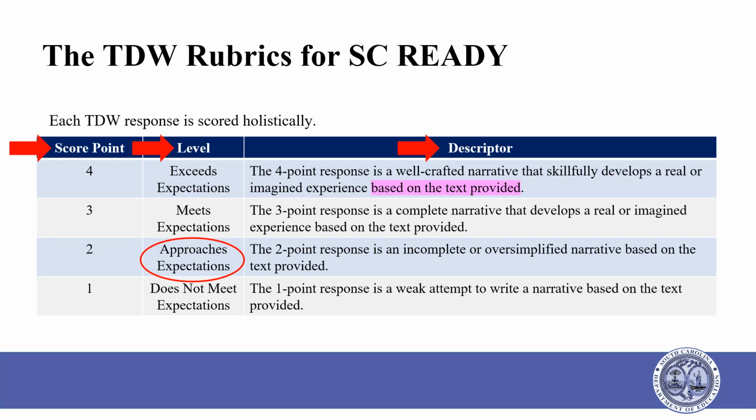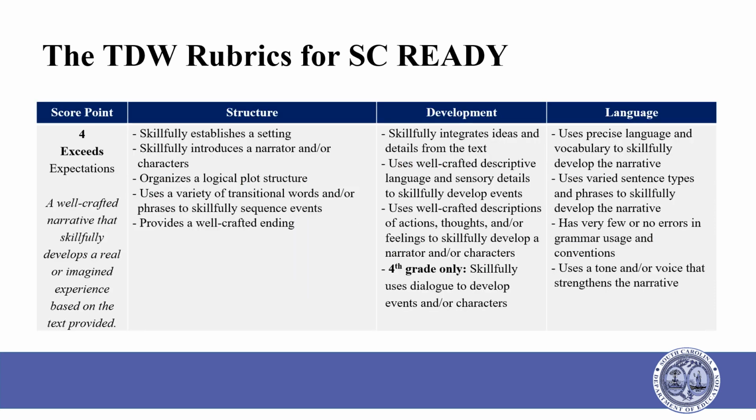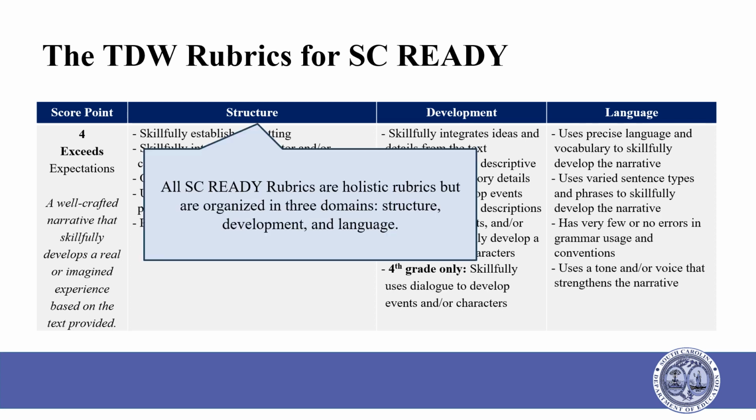The skills, however, are those that come from the language of the grade level indicators and will include elements such as plot, character, narrator, sequencing of events, and transitions, to name a few. All SC Ready rubrics are 4-point holistic rubrics that are organized in 3 domains: structure, development, and language. The domains do not affect the holistic scoring and are included to better help teachers and students understand the components of a TDW response.